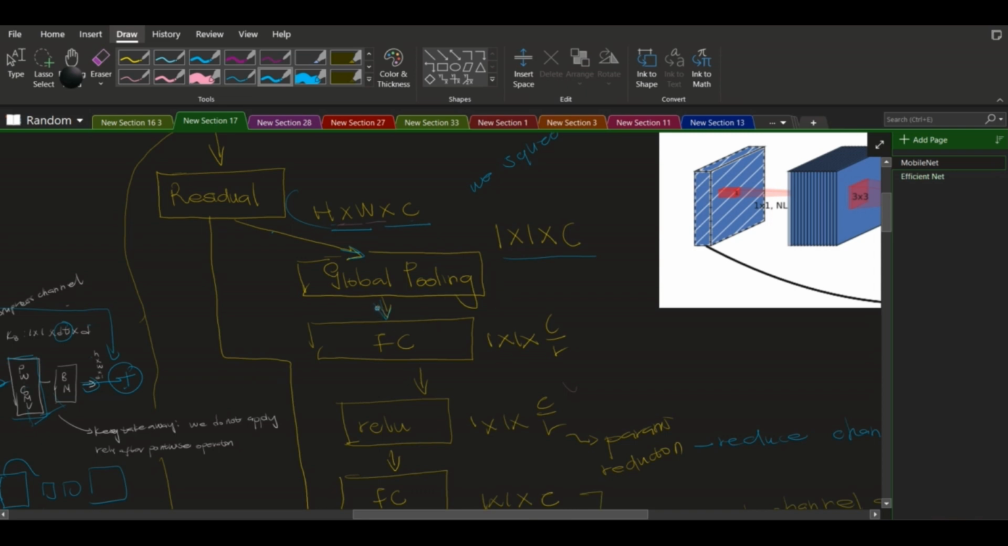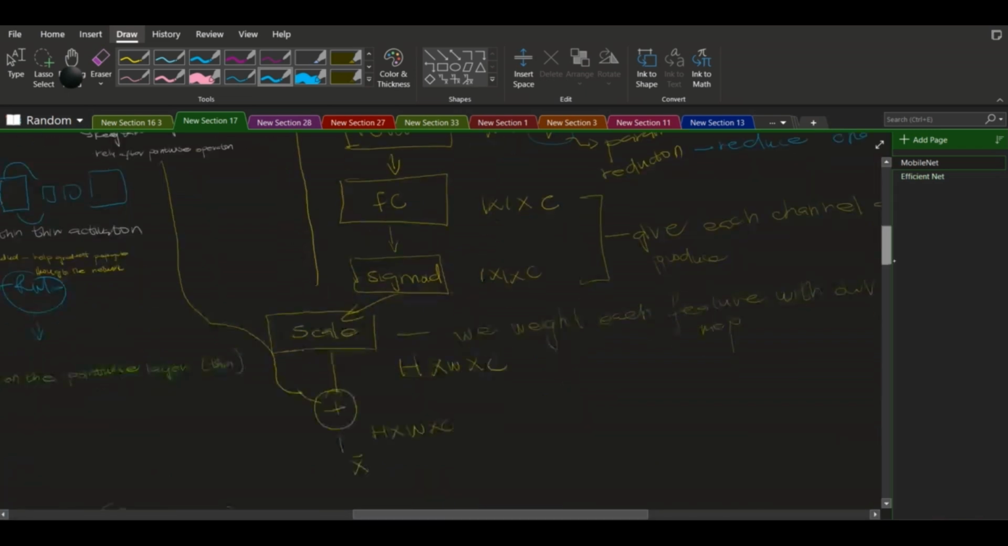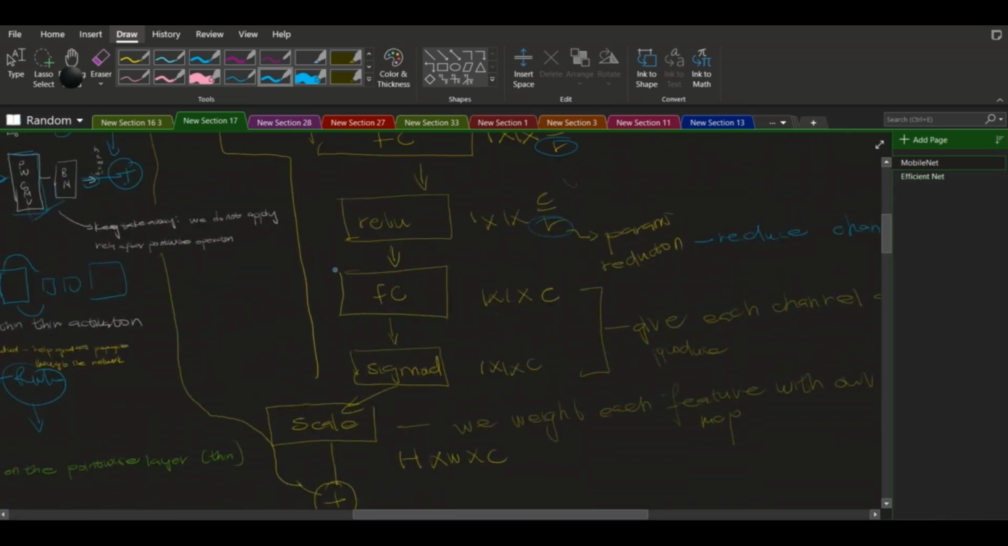Okay, then we push these scalar values towards a fully connected layer, which is represented as a 1x1 by C divided by R. So you can think of this as a ratio for parameter reduction. Then we introduce a non-linearity, which is ReLU, which will also apply 1x1 by channel. Also here we have the ratio as a parameter for reduction. Okay, then we have a fully connected layer, which is the second one. Then we have a sigmoid.